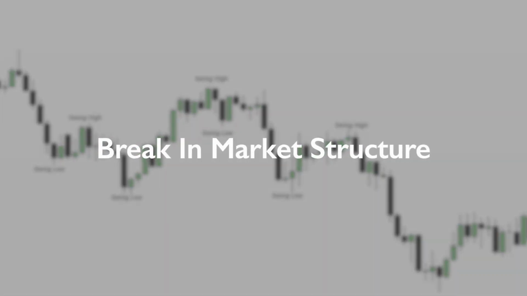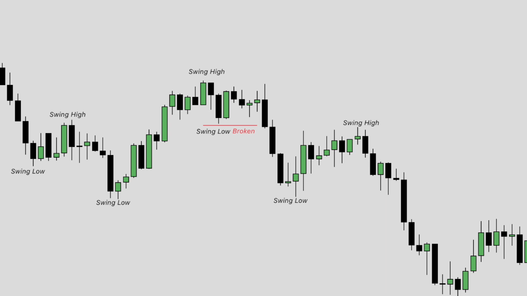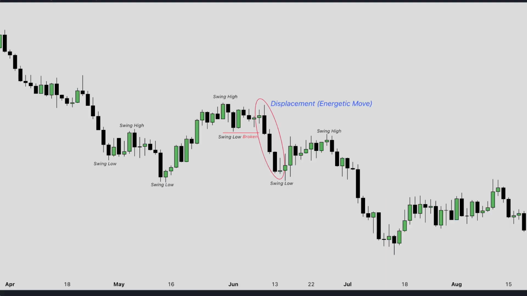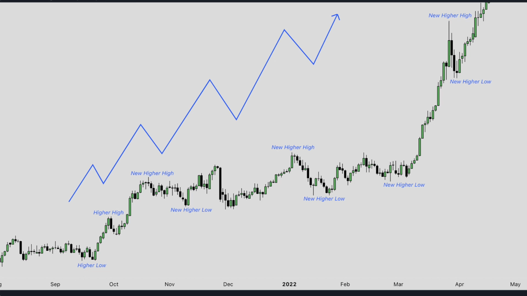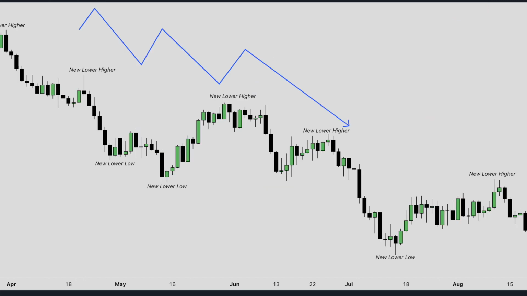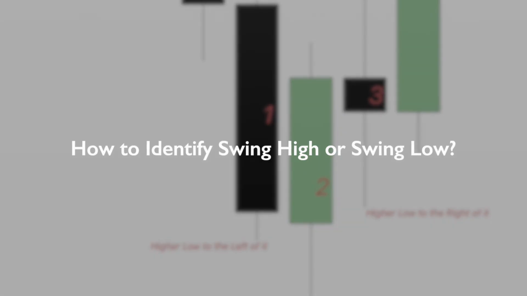Break in market structure means when a swing high or swing low is broken, preferably with displacement. Displacement is an energetic or strong impulsive move that breaks the previous swing high or swing low. Price never moves in one straight line. Price forms new higher highs and new higher lows when expanding higher, and new lower lows and new lower highs when expanding lower. But how do we identify swing highs and swing lows?